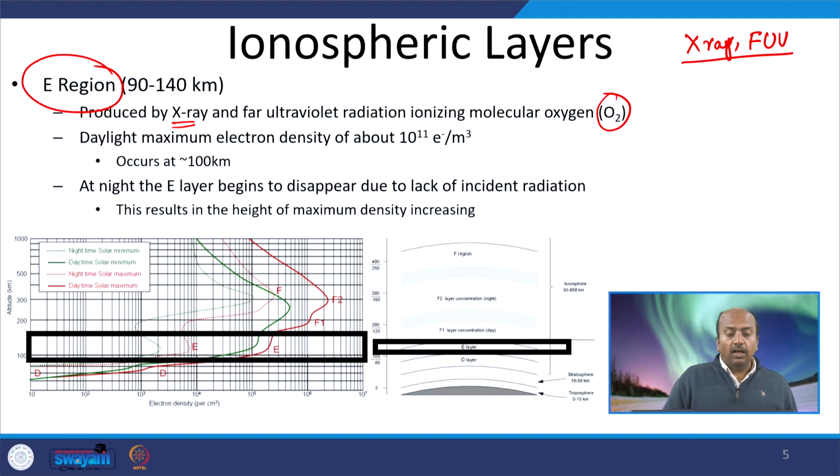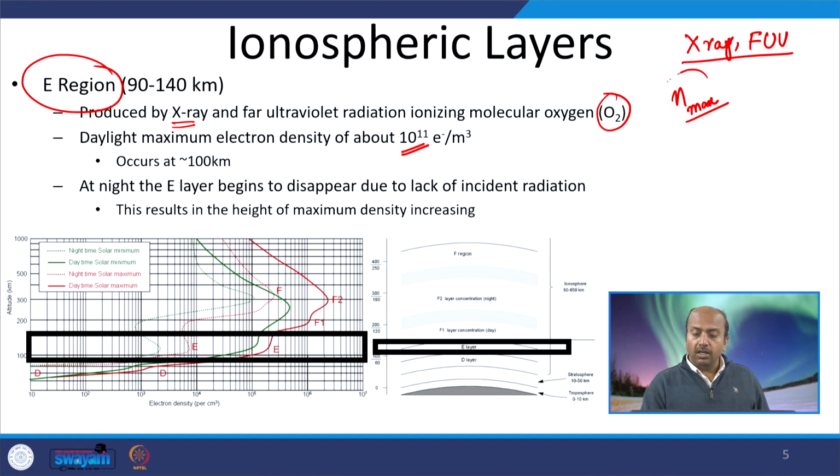And typical electron densities are of the order of 10 to the power of 11 electrons per meter cube. So, in comparison to what we have seen in the D layer, the densities were 10 to the power of 8 to 10 to the power of 10 electrons per meter cube. The density maximum, so we can define N max. N max tells you the peak electron density, and we also define another parameter, H max, which is the height at which this peak electron density appears or can be seen, right.